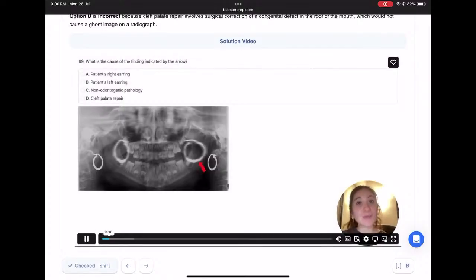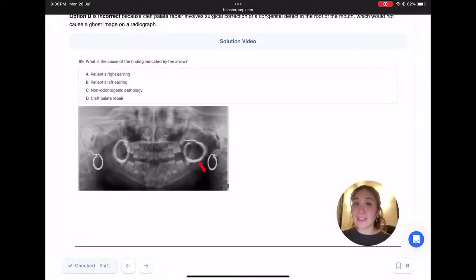This question asks, what is the radiographic finding indicated by the arrow? So this is on the left side of the panoramic radiograph. So this is not the patient's left earring, non-odontogenic pathology, or a cleft palate repair. Instead, this is a ghost image.